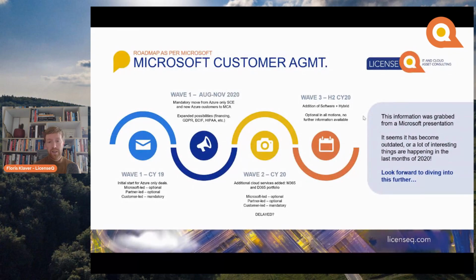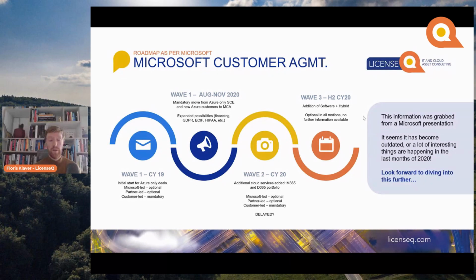This is a slide that I created based on what I heard while I was at Microsoft, and you quickly see that we're probably way behind with the Microsoft Customer Agreement release that Microsoft has envisioned themselves, because they state that in calendar wave 1 would start in calendar year 19, and it was actually true.